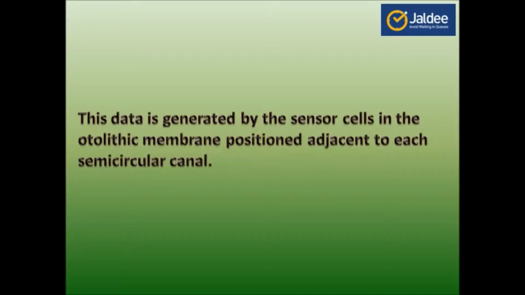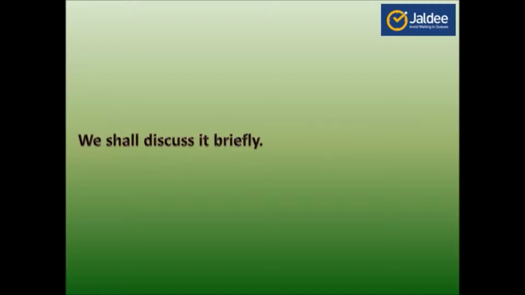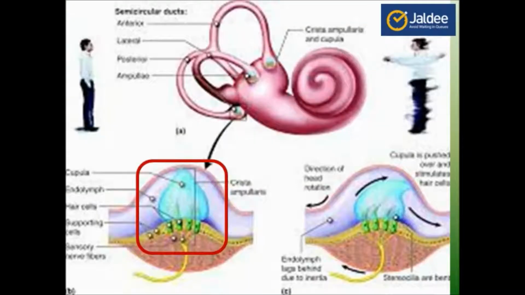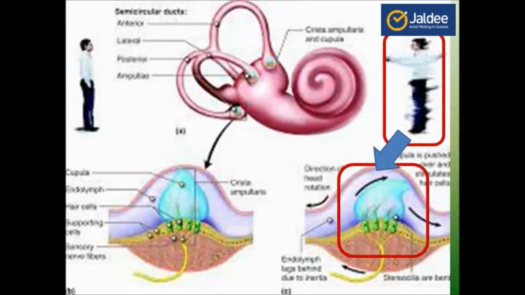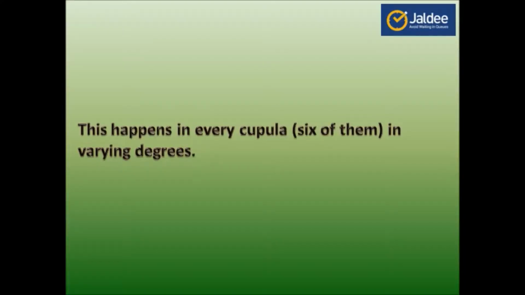This data is generated by the sensor cells in the otolithic membrane, positioned adjacent to each semicircular canal. We shall discuss it briefly. The cupula is positioned in the dilated part, the ampulla, of each semicircular canal. This is the position of the cupula while standing motionless, as the person does. This is the movement of the cupula while rotating, as the person does. This happens in every cupula, 6 of them, in varying degrees.